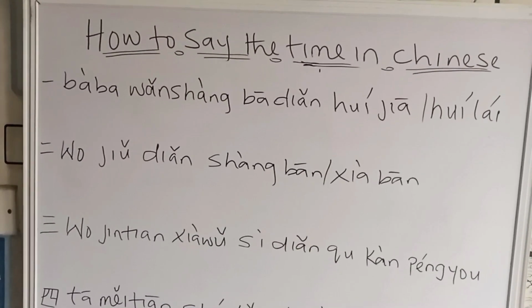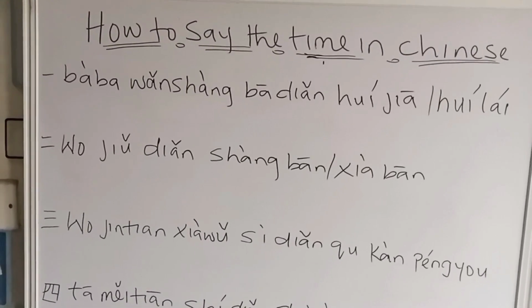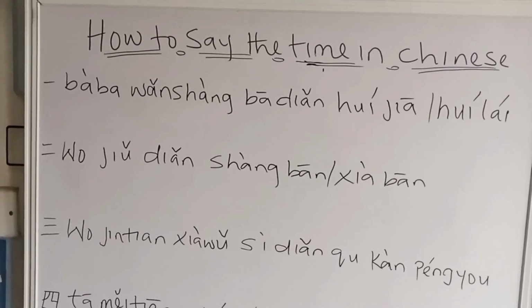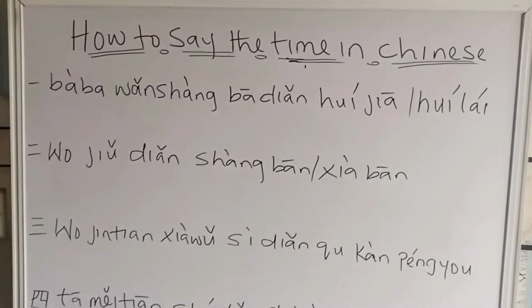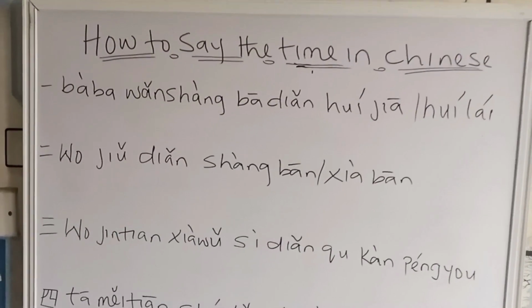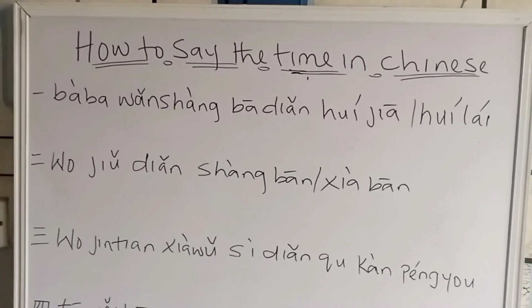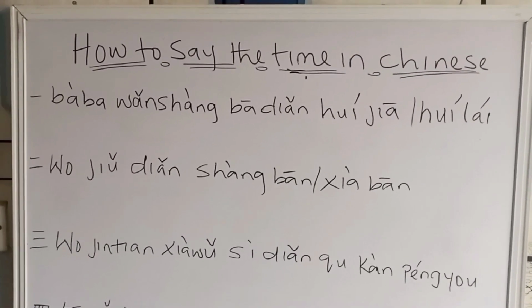晚上 means it is night, evening. So 8点, that 8点 there is 8 o'clock. Since there is 晚上, it has to be p.m. 回家 is to come back home. If you say you are going back home, just say 我回家. You don't need to say 我去家. 家 is home, family. And 回 is to go back.